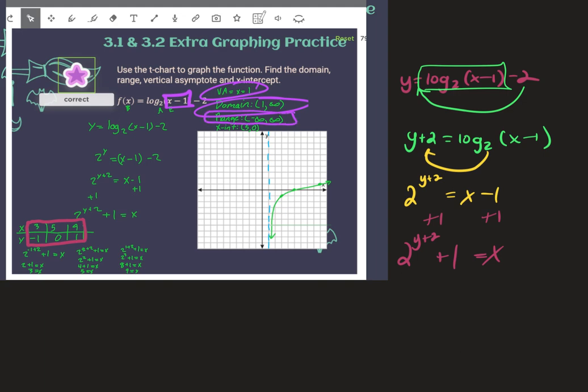Range for all logs, -infinity to positive infinity. And the x intercept is coming from the middle of your t-chart or your graph, which is 5, 0. You have to graph your asymptote to get full credit for these graphs, and then obviously plot your points.